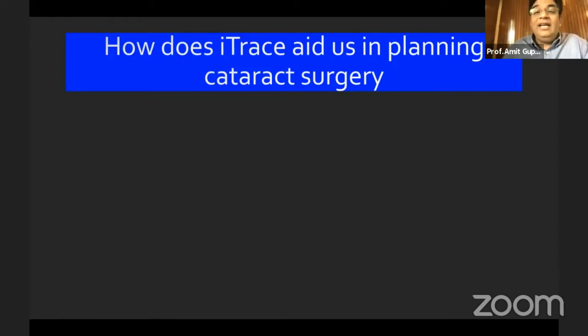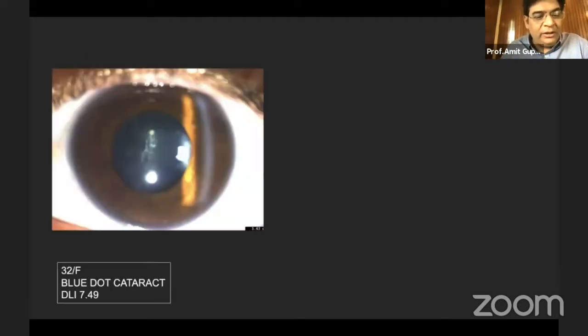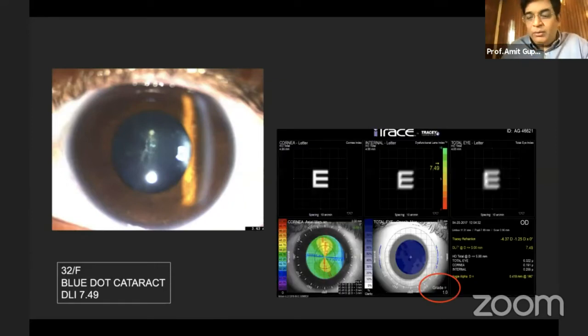So how does the iTrace help us in planning cataract surgery? Some of these points are valid even for refractive surgery, and I will not be repeating them for that. The most important question which comes to our mind is, do I need to operate on this patient for cataract or not? For example, this is a 32-year-old female who came for LASIK surgery and has a blue dot cataract.